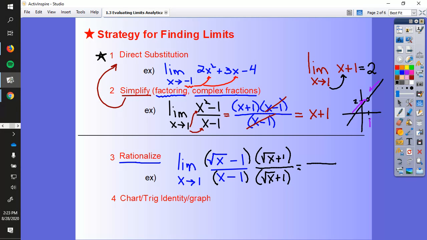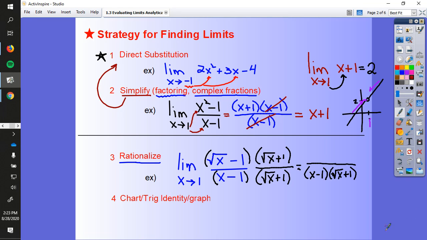So just leave that as a bubble. Don't try to FOIL. You're heading in a direction that you don't want to go. So just leave this expanded out, like this. Now, in the numerator, we want to go ahead and FOIL this.